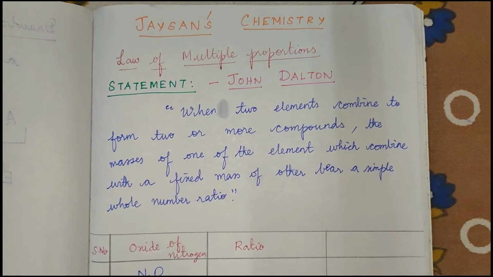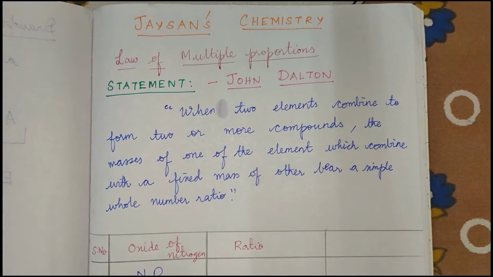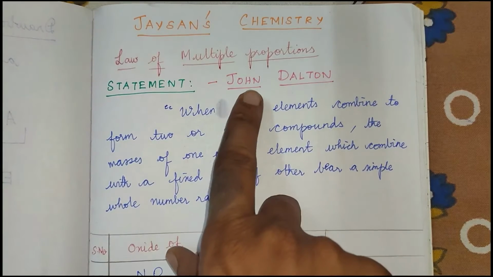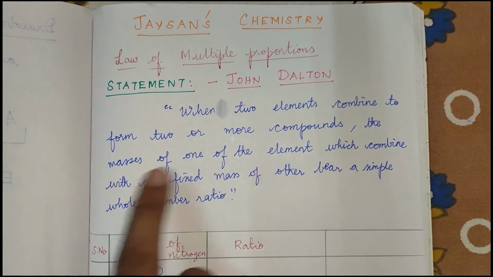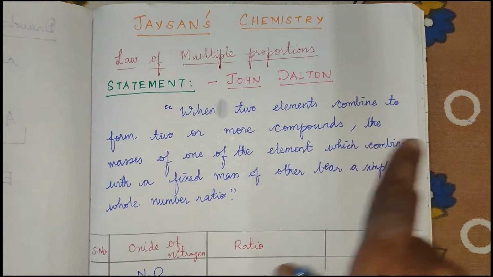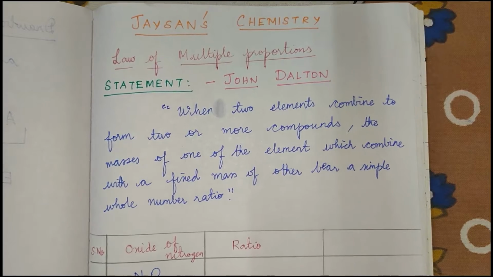Our next topic is going to be the law of multiple proportions. This law was proposed by John Dalton. The statement is given here. When two elements combine to form two or more compounds, the masses of one element which combines with a fixed mass of the other bears a simple whole number ratio. So this is the statement of this law.